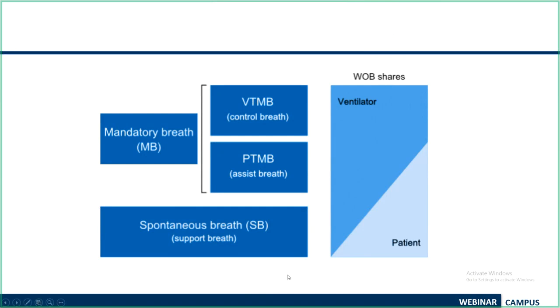So as you can see in this diagram, a spontaneous breath is a completely patient-driven breath, but sometimes supported by the ventilator. But when you come to the mandatory breath, it is completely driven by the ventilator. When you go to an assist breath, the patient also has a role. So when you go from a spontaneous breath to a controlled breath, the role of the ventilator increases. In a spontaneous breath, the role is very minimal, but in a controlled breath or an assist controlled breath, the ventilator has more role than the patient.